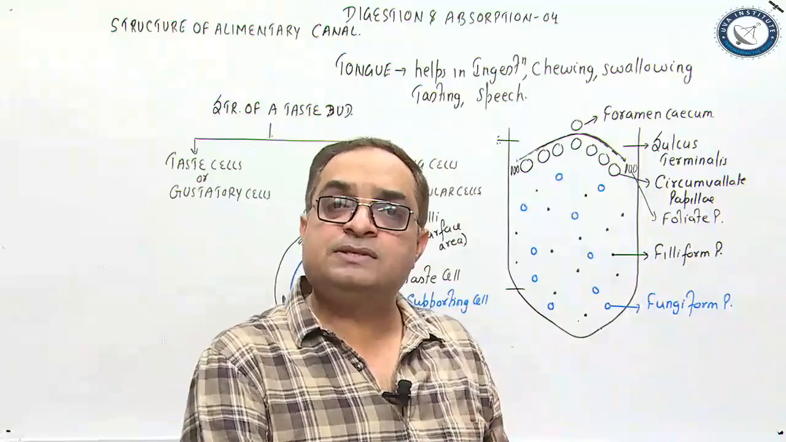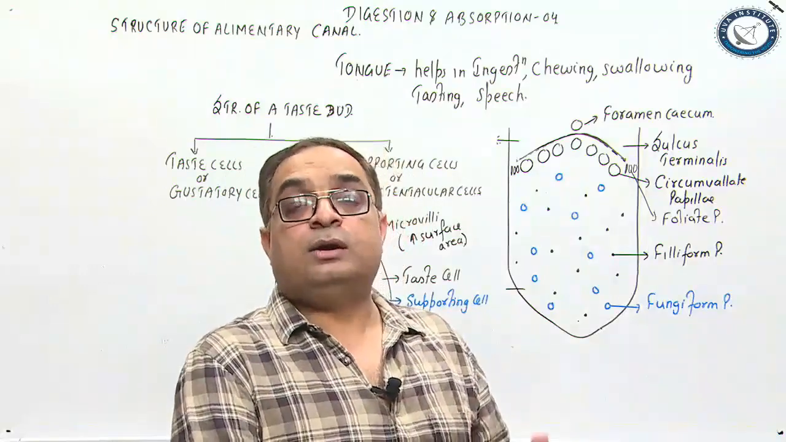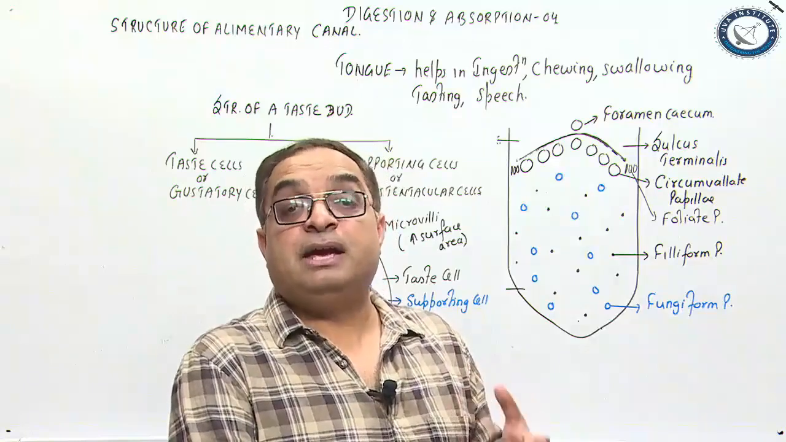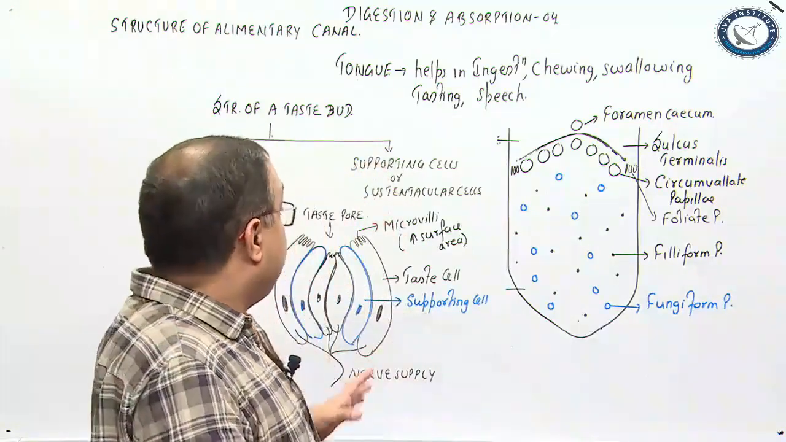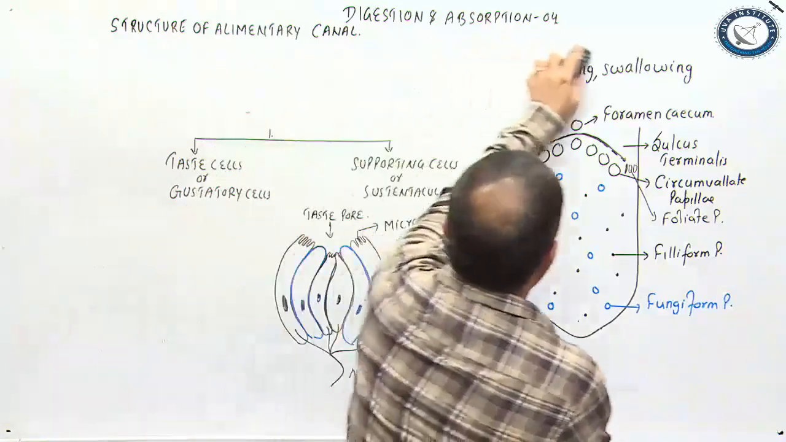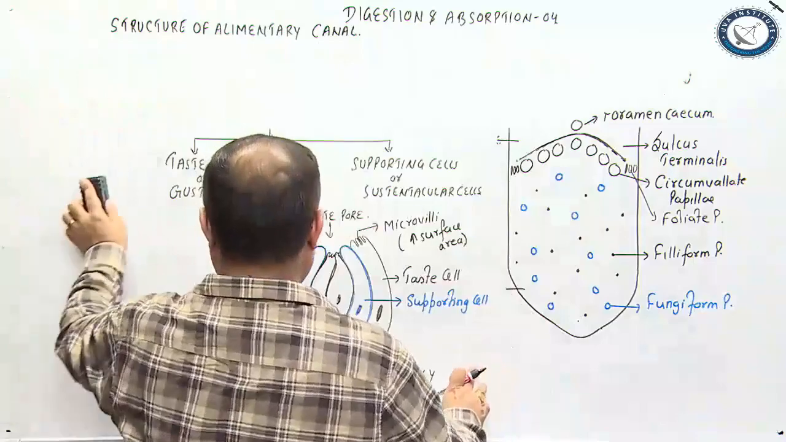Tongue is supplied by many nerves. Tongue has taste buds for taste sensation. We can also have the sensation of temperature on tongue, the sensation of pain, pressure. So there are different nerves which supply your tongue. So let's see the nerve supply to tongue.